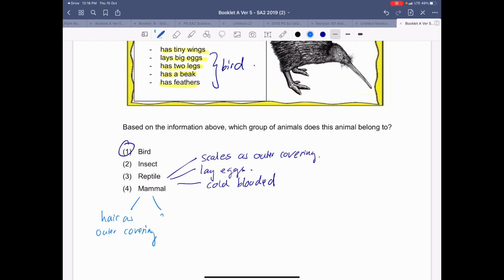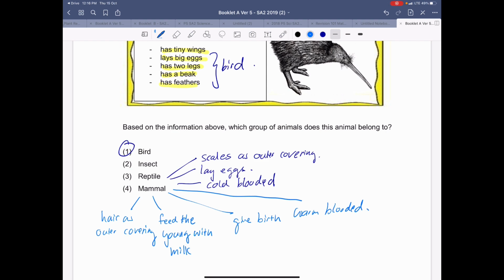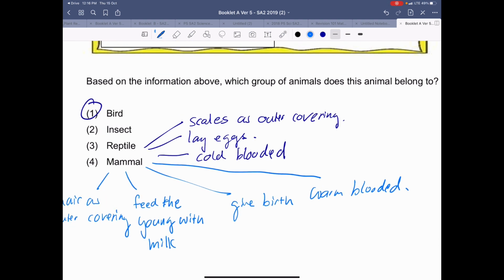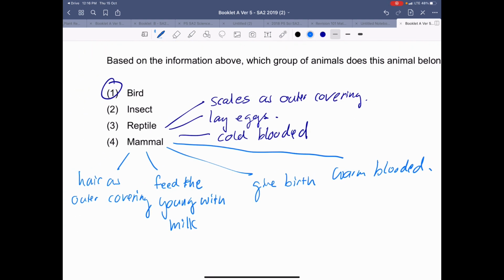They feed the young with milk. Give birth to young alive. And warm-blooded. So these are the characteristics that you need to know. Alright?